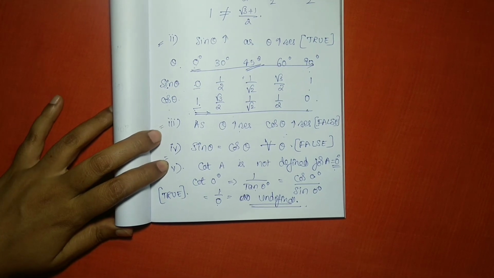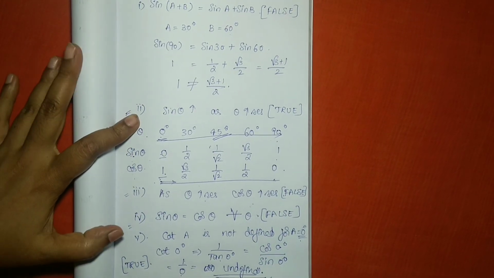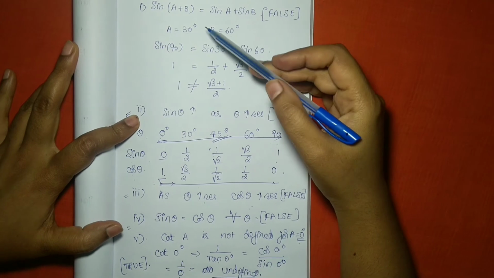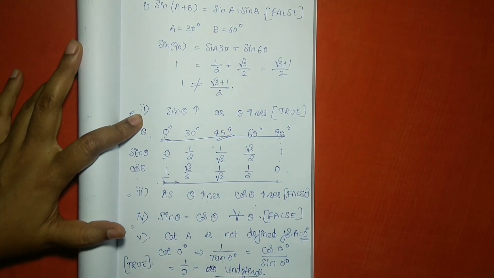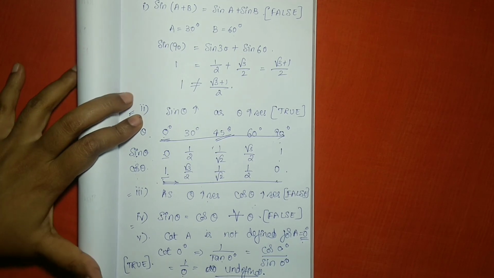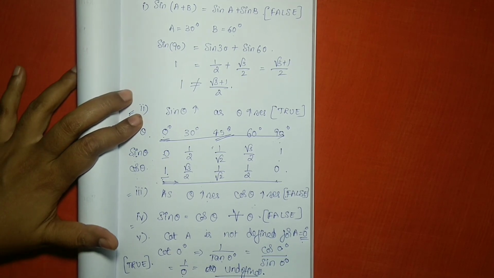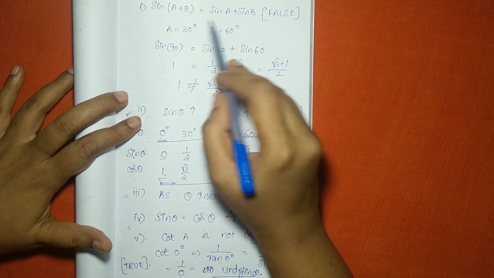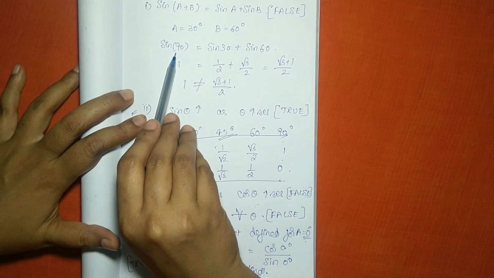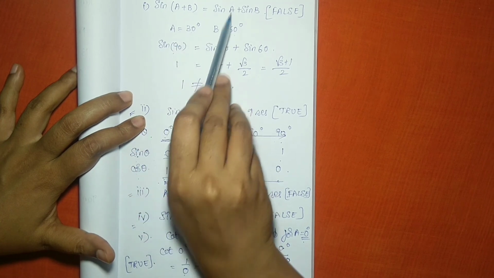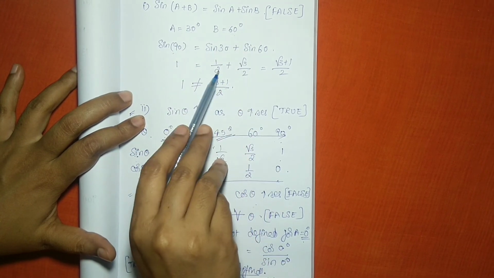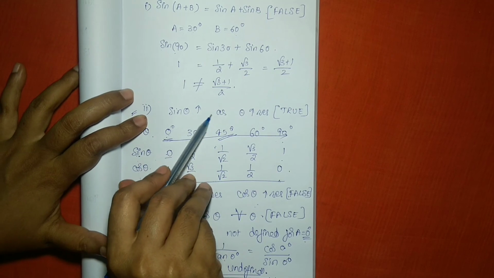I'll give a quick revision on this. The first statement is sine of a plus b is equal to sine a plus sine b. To prove this statement, select a is equal to 30 degree and b is equal to 60 degree. So if you substitute these two values in the given statement, a plus b is 90, sine 90 I am writing it as 1, sine 30 degree plus sine 60 degree. So these two values are not equal here.